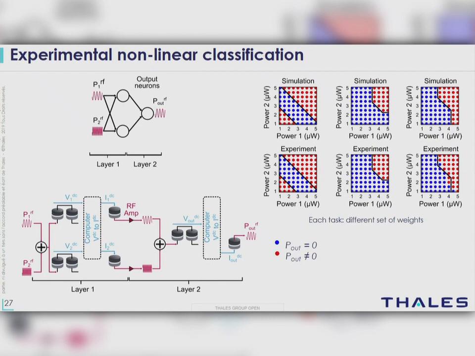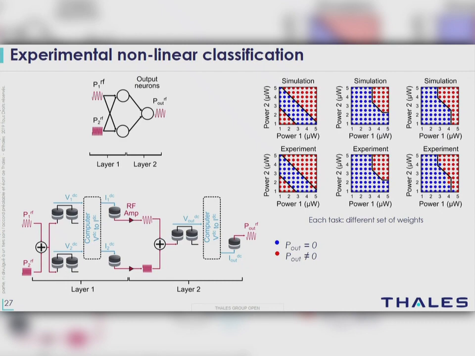And the way that we demonstrate this is by showing a task that is small but is nonlinear. Nonlinear means that you cannot linearly separate the inputs. So here I have 2 inputs, power 1 and power 2. My task has a boundary, this black line, and I say you need to put all inputs on one side to be red, and all inputs on the other side to be blue.